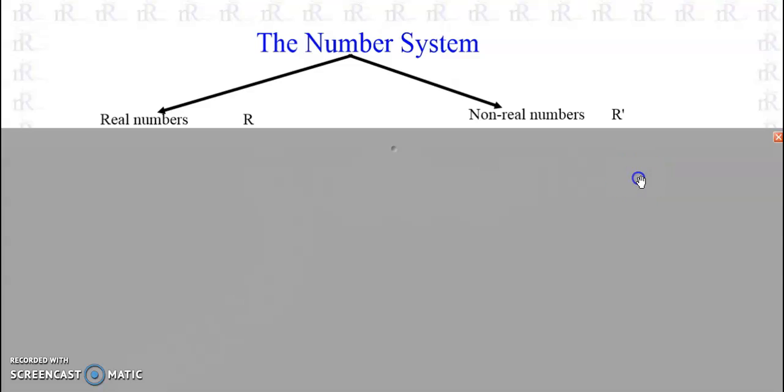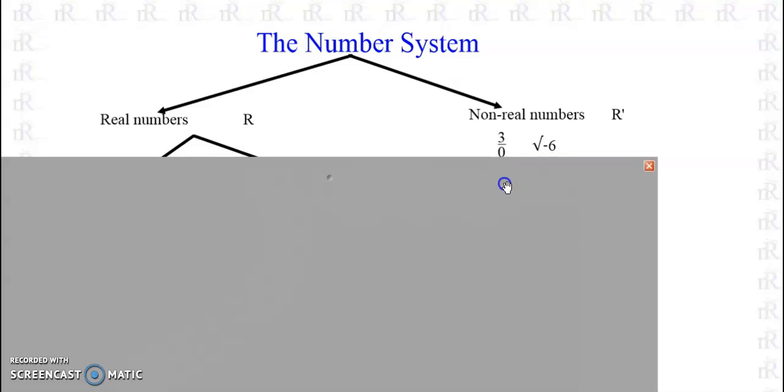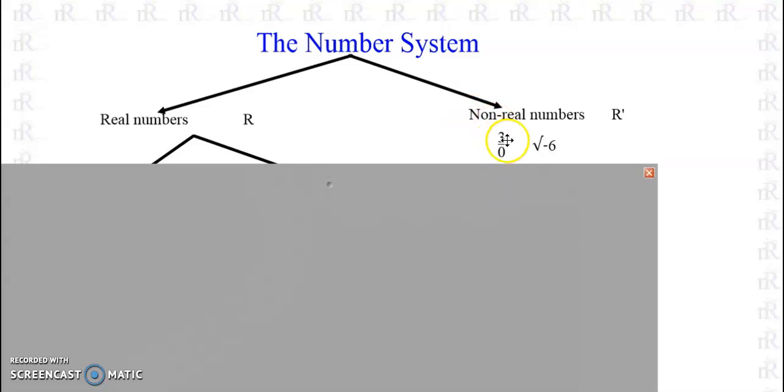What numbers fall in this category of non-real numbers? These are numbers that are divided by 0. Any letter or any number that is divided by 0 is non-real. You type it into your calculator and press equal, your calculator will display error. Also, any square root, fourth root, sixth root, eighth root of a negative number will give you a non-real number. It's called an imaginary number, but it's non-real.